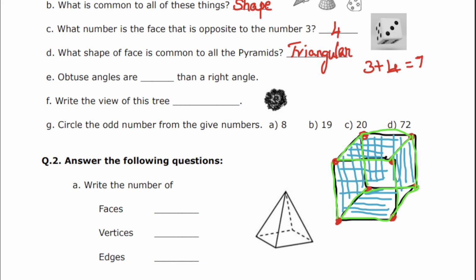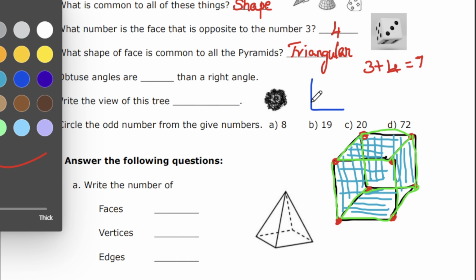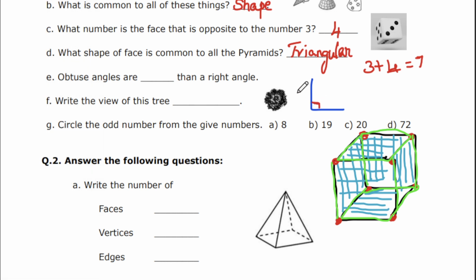Next. Obtuse angles are dash than the right angle. This is the right angle. We have a right angle here. And this is an obtuse angle. So obtuse angles are more than the right angle, and acute angles are less than the right angle. So this one is the acute angle, this one is the obtuse angle, and this one is the right angle.